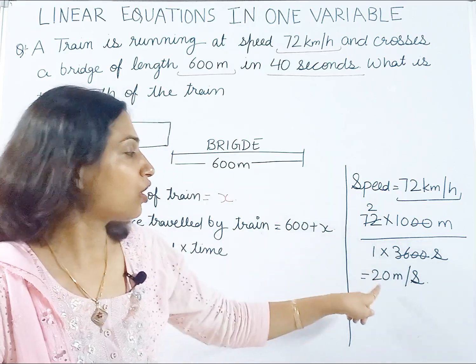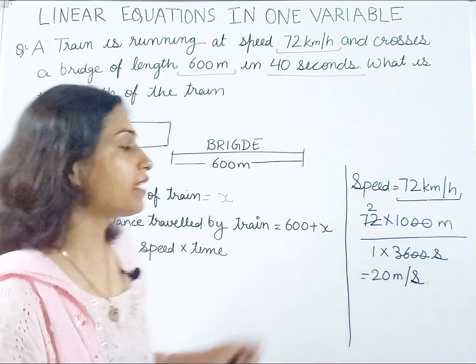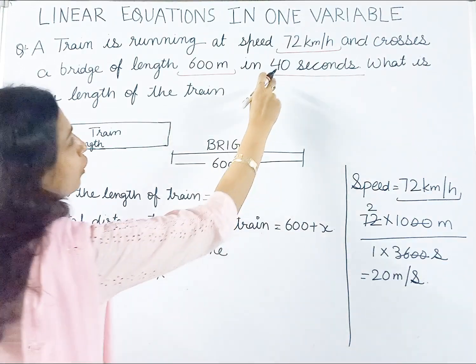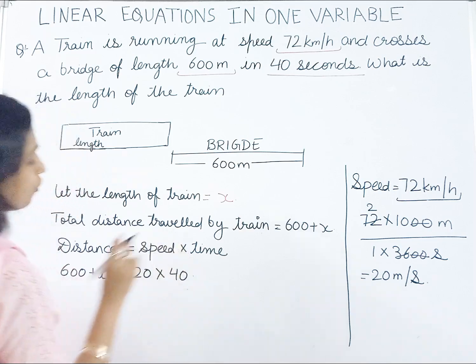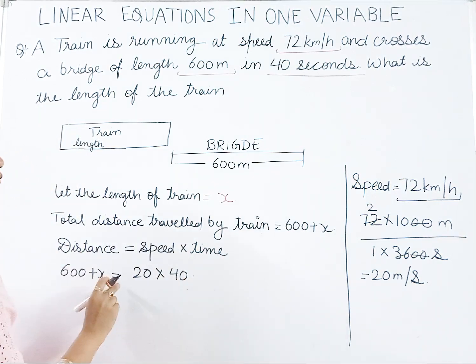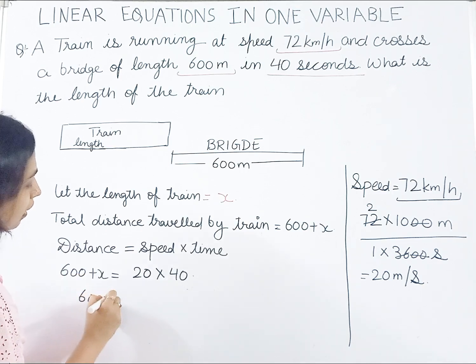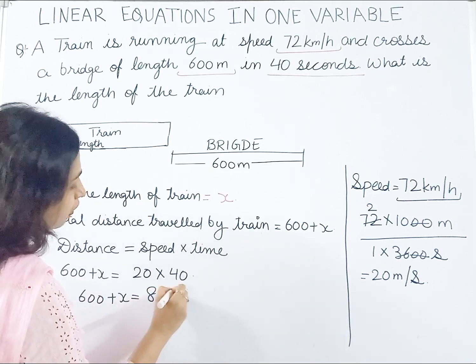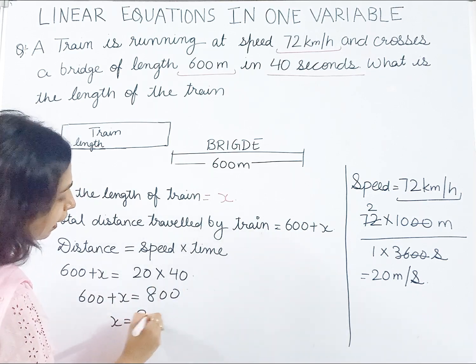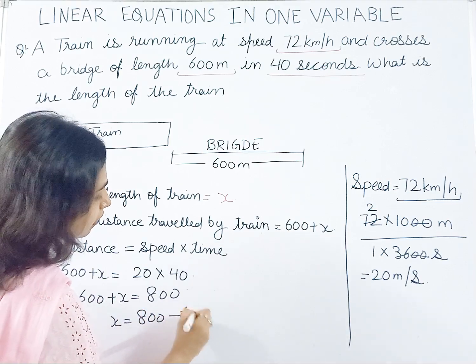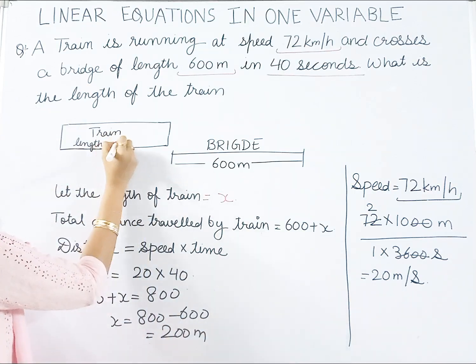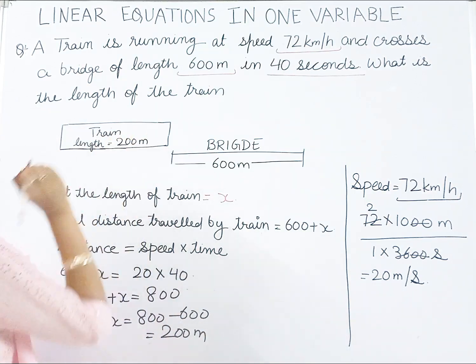So the speed of the train now comes out to be 20 meter per second. This is the speed of the train, 20, and the time taken given to us is 40 seconds. So this is our equation, and from this equation we can find the value of x. So 600 plus x is equal to 20 into 40, which is 800. So the value of x comes out to be 800 minus 600, which means 200 meter. So the length of the train is 200 meter.